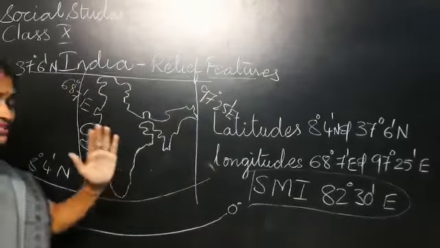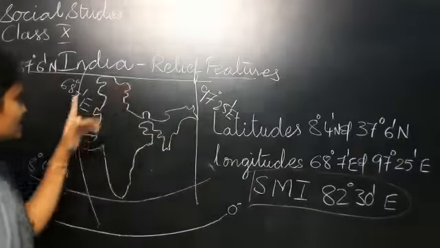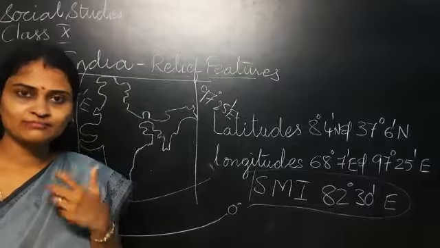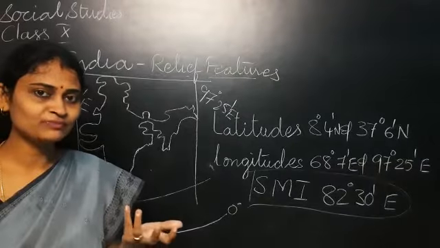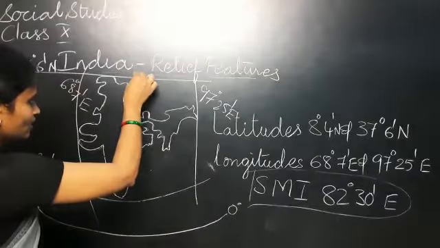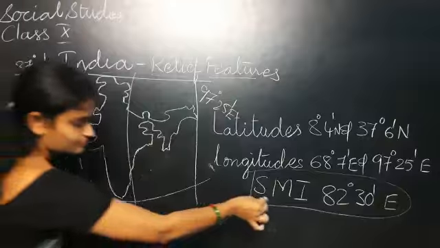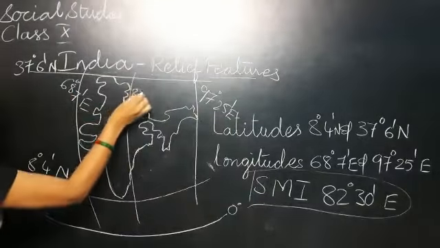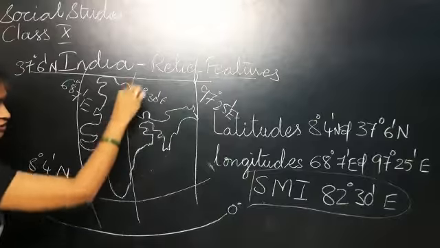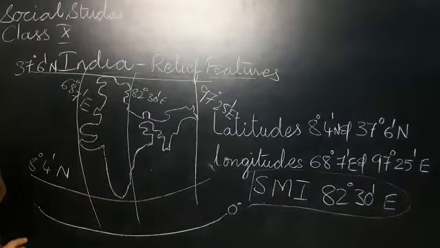Here the sun rises first in Arunachal Pradesh. It sets last in Gujarat. And there will be a confusion regarding time. That's why the middle longitude, that is 82 degrees 30 minutes eastern longitude, is chosen as the standard meridian of India.